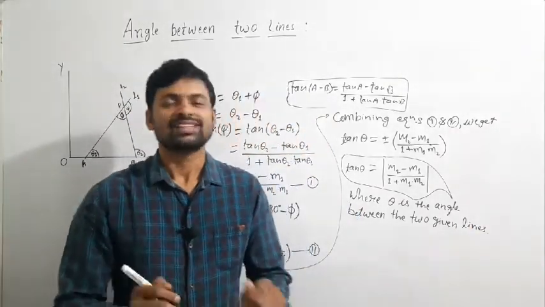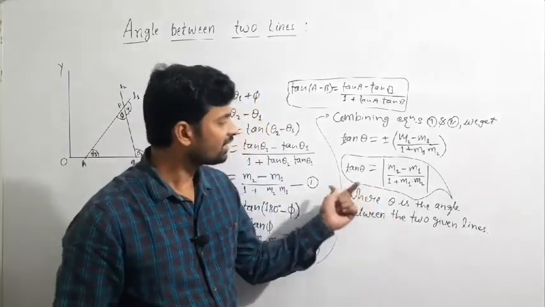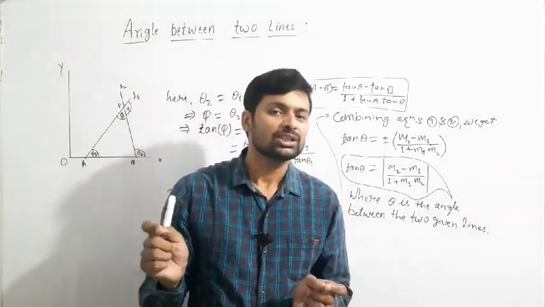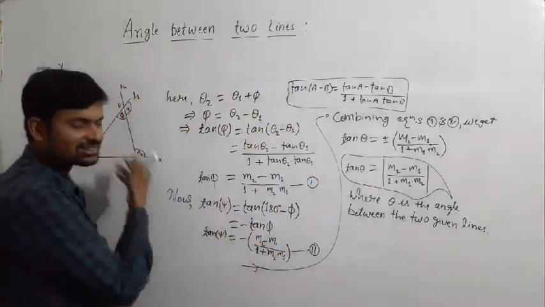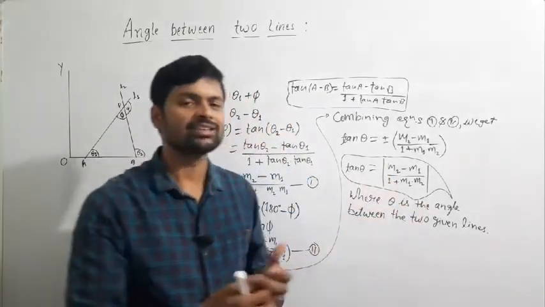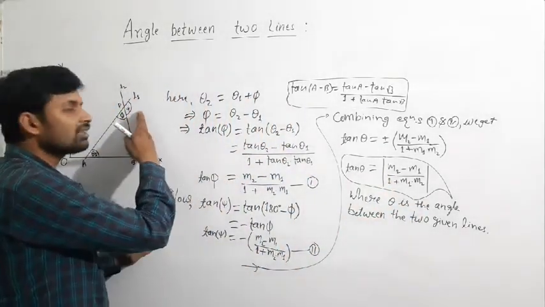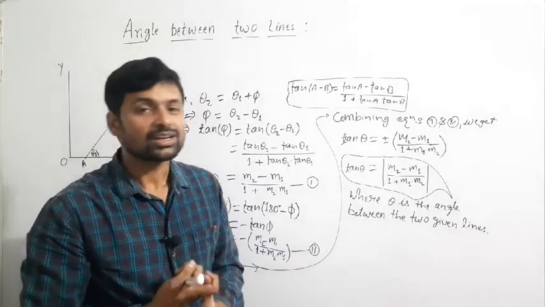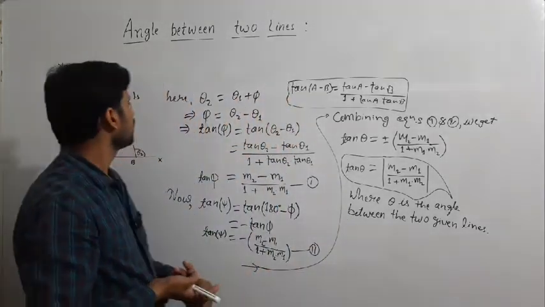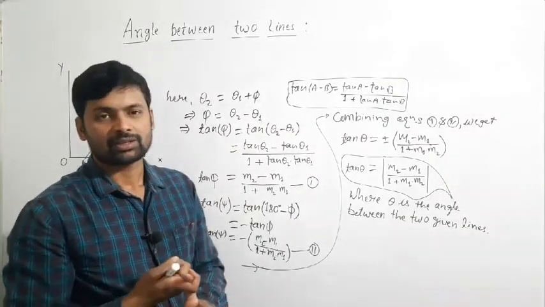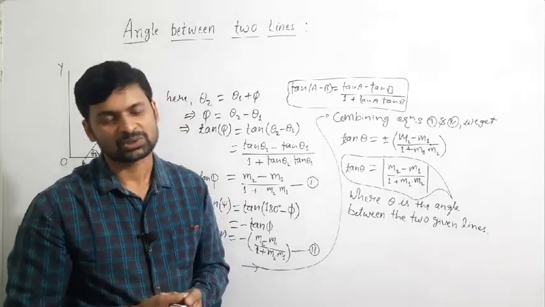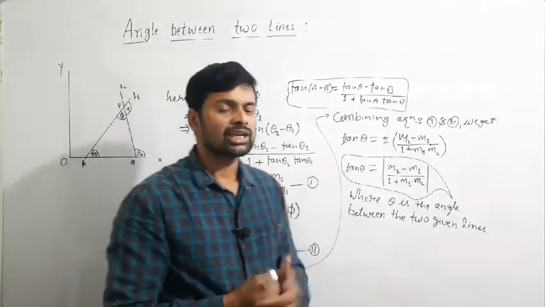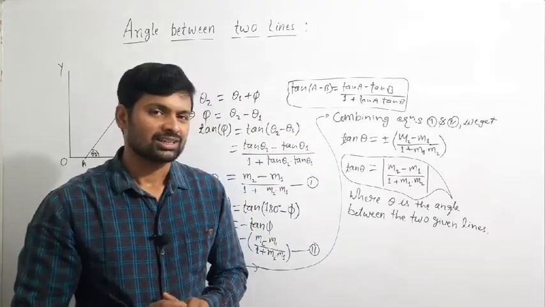Now tell me, if the value of tan theta comes out positive, then the angle thus obtained corresponds to the acute angle between these two lines. And if the value of tan theta appears with a negative sign, then it refers to the angle between these two lines, but the obtuse angle. If two lines cut each other, there are two types of angles formed between them: one is acute, another is obtuse. So if the value of tan theta is positive, it refers to the acute angle between the lines, and if the value is negative, it refers to the obtuse angle between the lines.